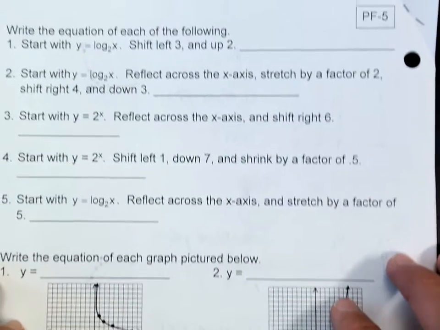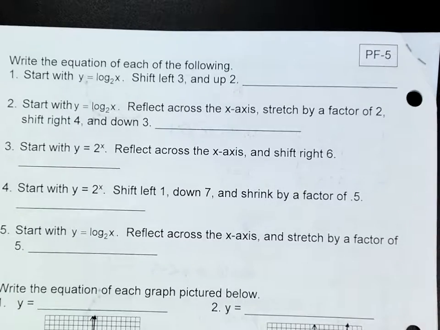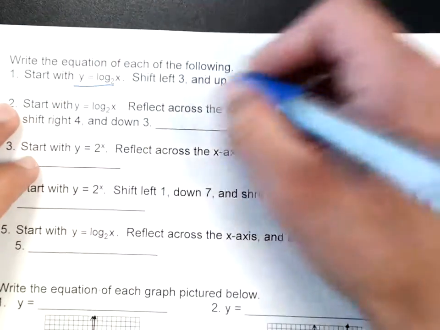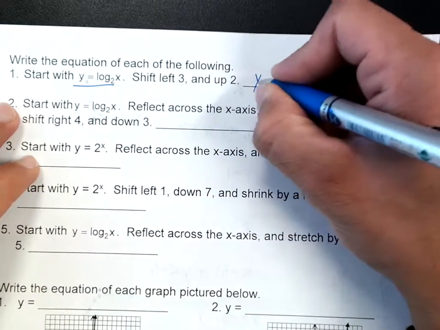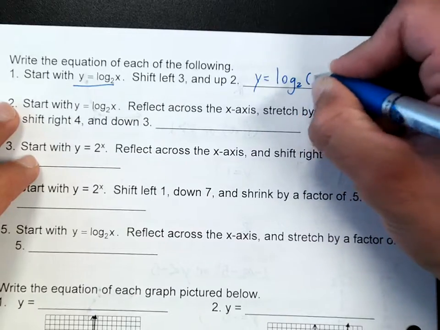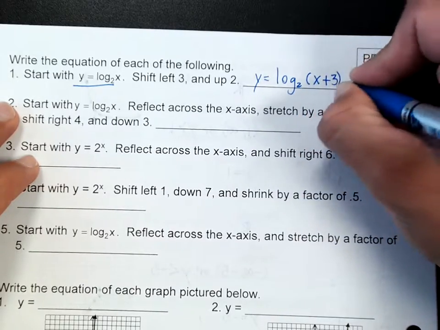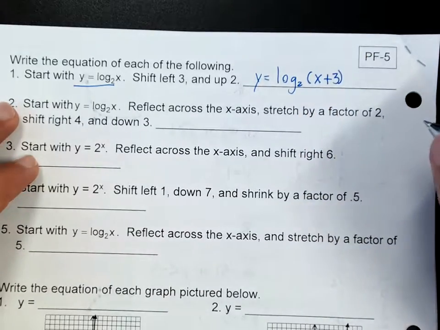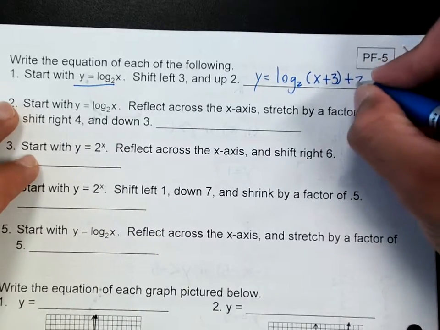All right, so let's make sure we understand one another. Now, if I start with the logarithm, log base 2 of x, and I shift 3 and up 2, I have to write the left shift inside the parentheses. x is a liar, x lies, so it's going to be the opposite. And then we're going to go up 2, so up 2 like that.